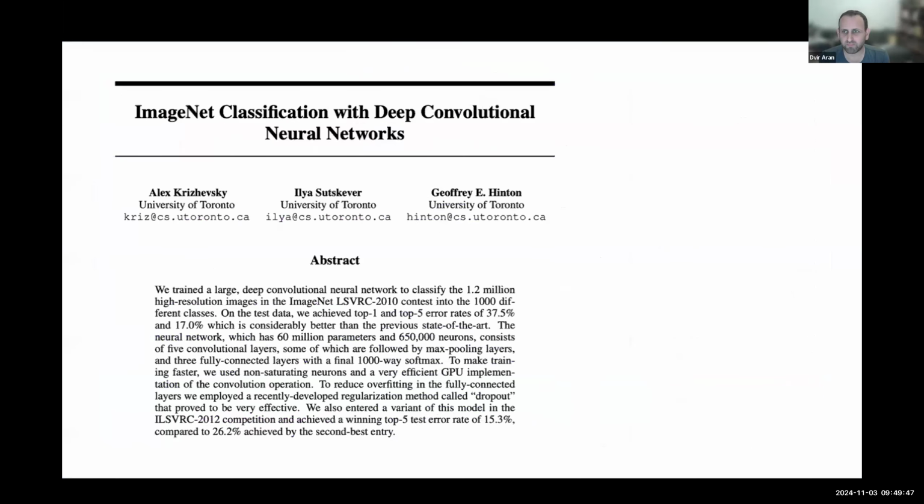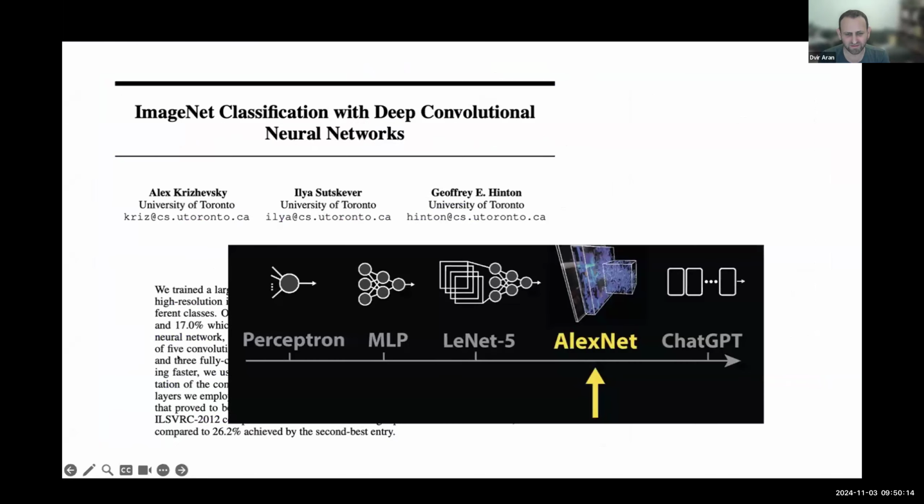Okay, so this paper, ImageNet Classification with Deep Convolutional Neural Networks, was published in NeurIPS in 2012. You can see the names of the authors here. Alex Krizhevsky is not very well known today, although this paper is called AlexNet, because that's the method that was developed here. But Ilya Sutskever, we all know today, developed ChatGPT, and Geoffrey Hinton. And it's very clear that this is one of the seminal papers. You don't see Boltzmann machines here. You see the Perceptron, MLP, and then LeNet, which is in 98, and we'll talk about it briefly, and then comes AlexNet, and from there we move to ChatGPT.